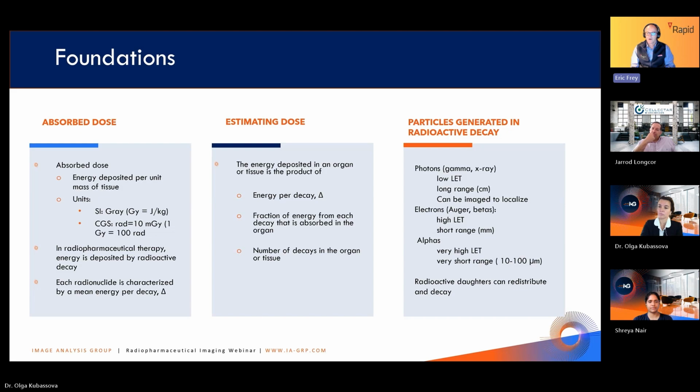The second kind of particles are electrons, either Auger electrons or betas. They have higher linear energy transfer. Their range is short, millimeters or even less for Auger electrons. So they're much more useful for a therapeutic application. And finally, alphas. There's a lot of interest in alphas, primarily because they have very high LET. They do a lot of localized damage to cells, multiple strand DNA breaks that are hard to repair. And they have a very short range, on the order of tens of microns. In addition, especially for more complicated radionuclides, the alpha emitters in particular, they can have daughters, and some of those daughters can be radioactive. Depending on the half-life of the daughter, it may redistribute and decay and deposit energy in other organs. Next slide, please.